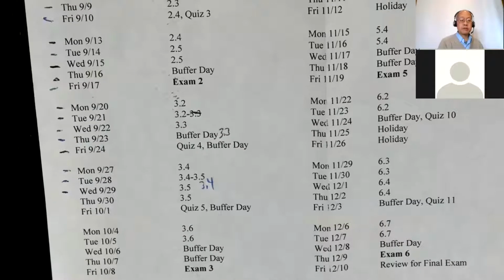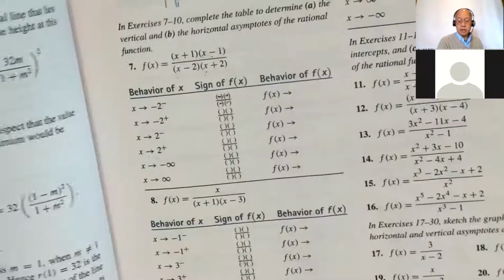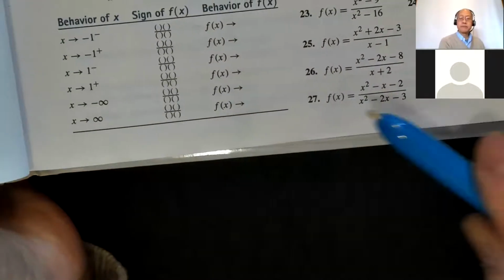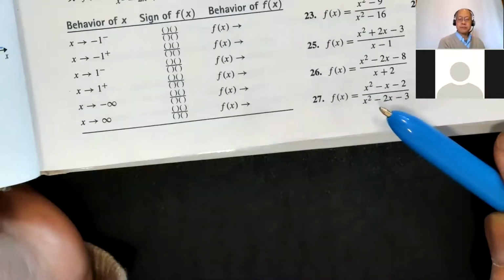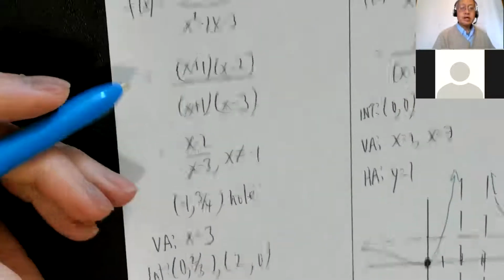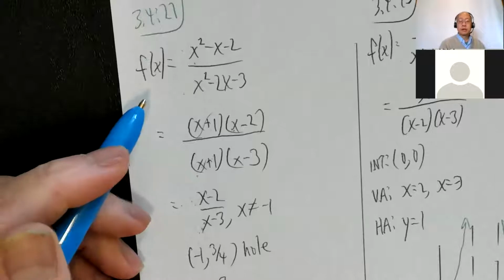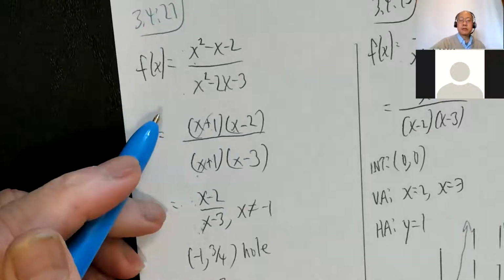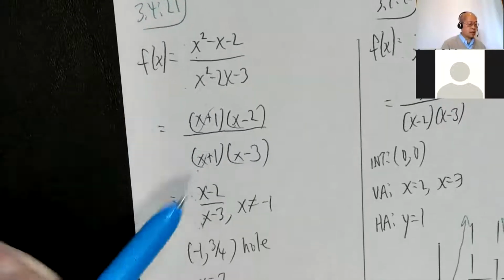Okay, so back to some more of these rational type functions. And let me show you 27. So again, this is a problem that has a hole. So I'm going to emphasize this kind of problem. You covered this problem yesterday. Yes, I wanted to emphasize something extra about it again.